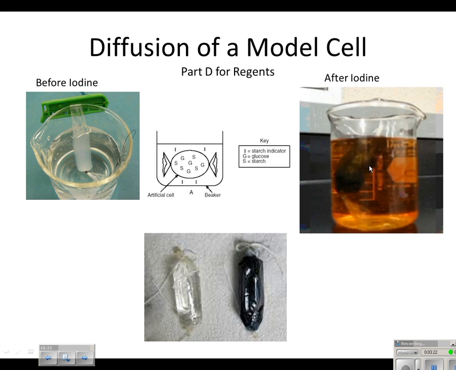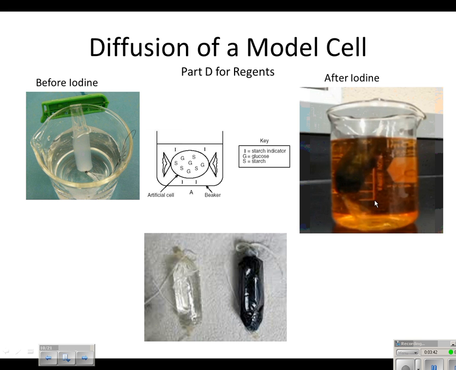So what we can see here is at the beginning we had this kind of clear-ish cell, and then at the end we have a blue-black cell, which means that iodine got in there and there was starch in there, so it turned blue-black. But if we look at the beaker, we notice that it's still amber. None of the starch moved out of the cell.